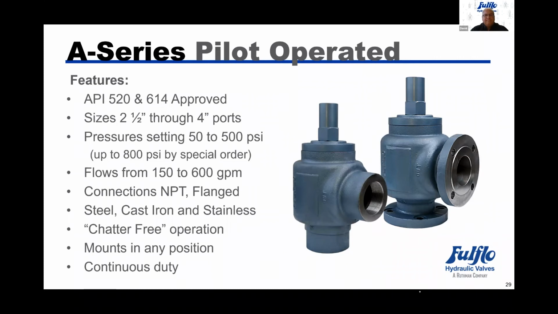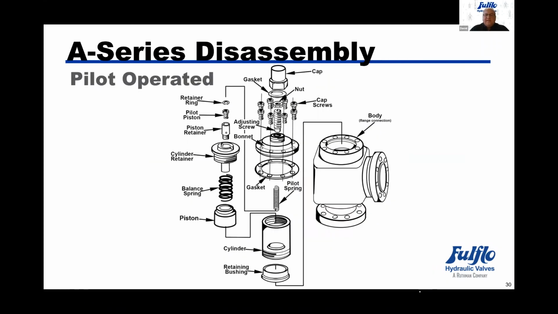The A-Series pilot operated valve is really two valves inside of one housing. The pilot valve at the top with the pilot piston, and the main piston lower down in the main cylinder. In this series of valve, how the valve would operate, the pilot piston would open, allowing approximately 5 to 8 gallons a minute of fluid to bypass across the discharge before the main piston opens up.